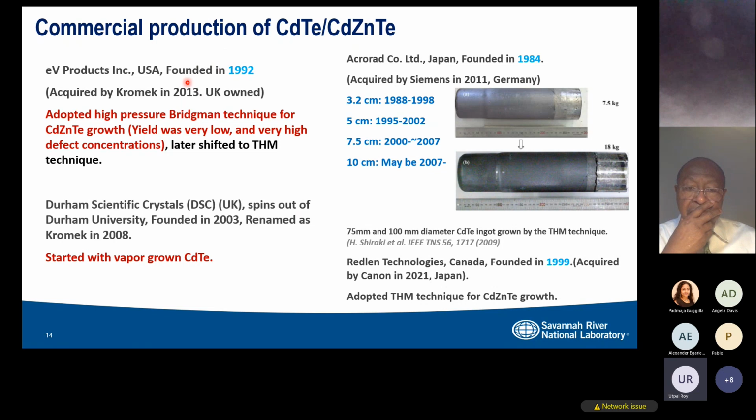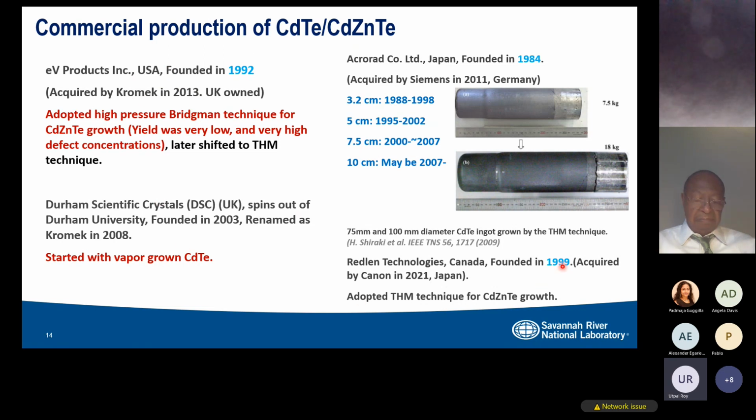And in 2013, a company called Chromec purchased EV product. By the way, right now, EV product does not use the high pressure Bridgman technique, because high pressure Bridgman CdTe does not match the quality you get by the THM technique. So they discarded the high pressure technique, and now they are also growing by the traveling heater method.